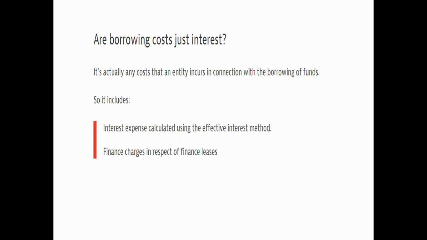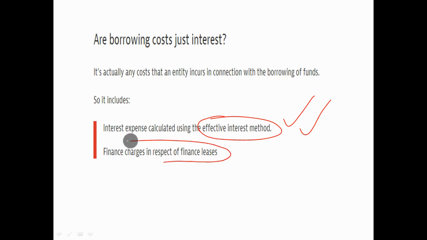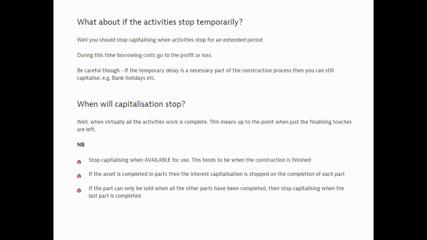We talked about what borrowing costs are in general. We said it's any cost that an entity incurs in connection with the borrowing of funds. It includes interest expense calculated using the effective rate. You have to be very cautious of this one. You can be given two rates. Use the effective rate. Always use the effective rate. Another thing, it can also include finance charges in respect of finance leases. This is IAS 16. We're not going to cover that one, but borrowing cost is not only limited to interest. That is what you should know.